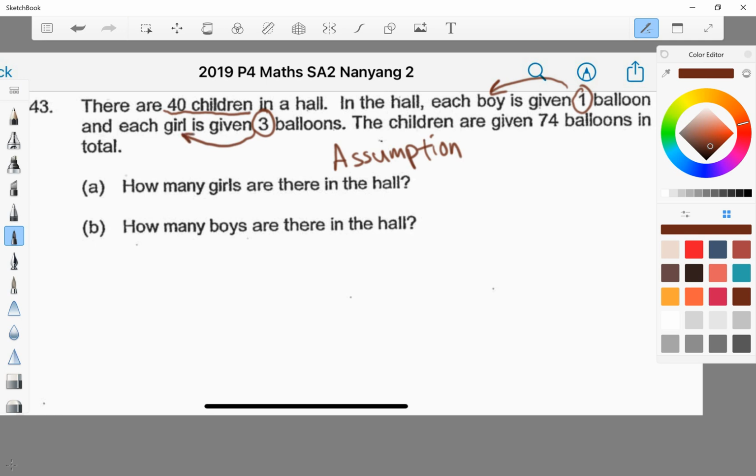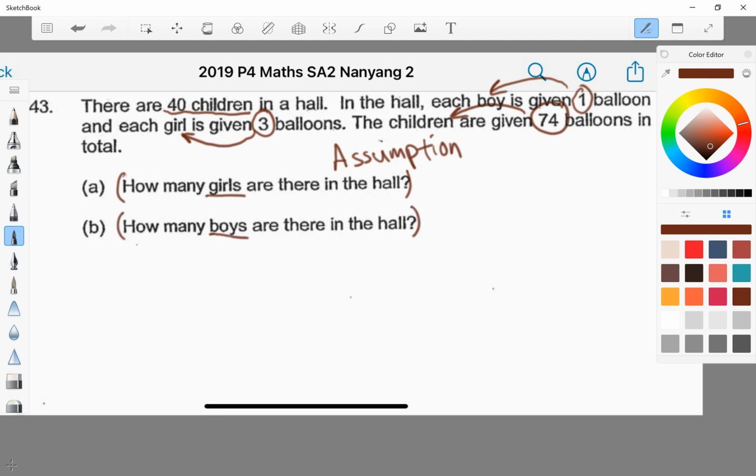Every time I share this in class with my primary 4 pupils, the children will always say that it's very unfair, especially the boys. They'll voice their displeasure as to why they only get 1 balloon and why the girls get 3. This is just some trivia for everyone to know. All in all, the children will be getting 74 balloons altogether. And they will typically ask you for the number of boys and the number of girls. And they will actually stop there.